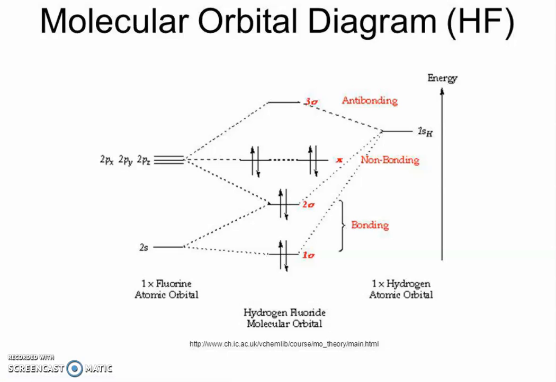Now I will show you the molecular orbital diagram of HF. Here is one hydrogen with one electron, and fluorine has 9 electrons. So 1 fluorine atomic orbital set, 2s, 2px, 2py, 2pz and 1s, and 1 atomic orbital 1s of hydrogen. The electronegativity of fluorine is greater than hydrogen. So you can see 1s, 2 sigma, 1 sigma, 2 sigma, pi and 3 sigma. Bonding 1 sigma, 2 sigma, non-bonding pi and antibonding 3 sigma.